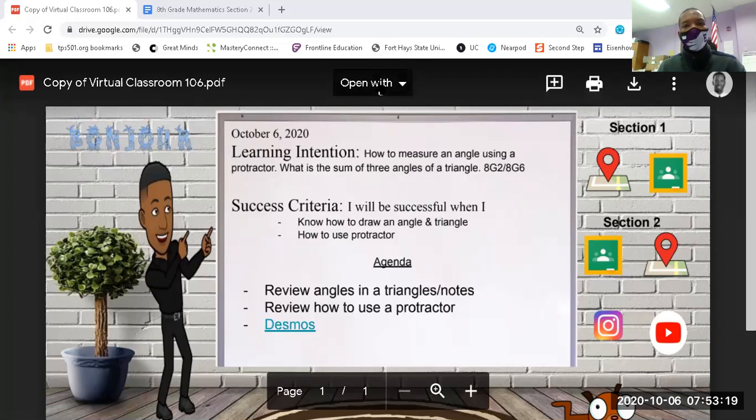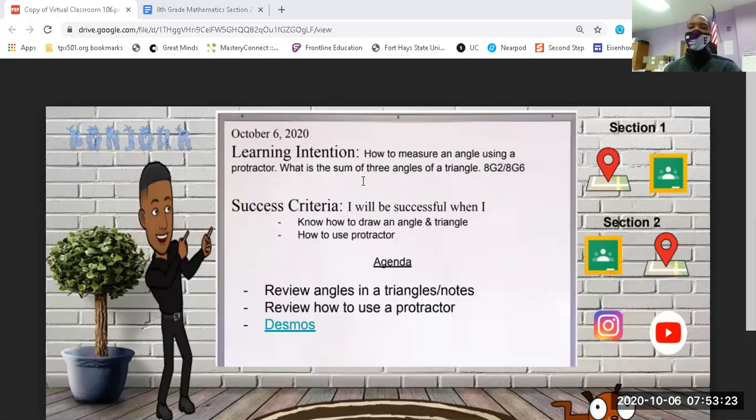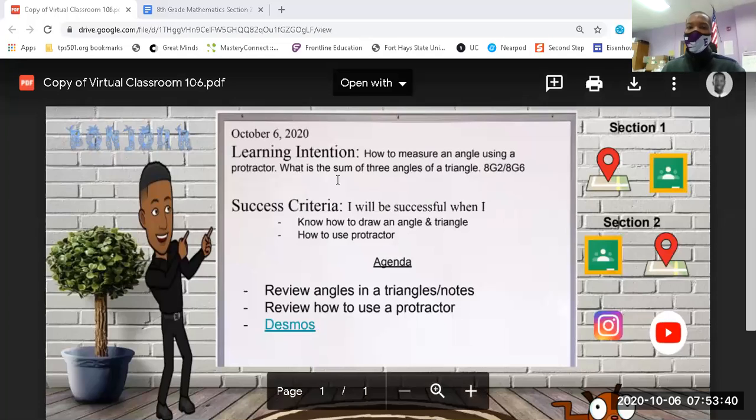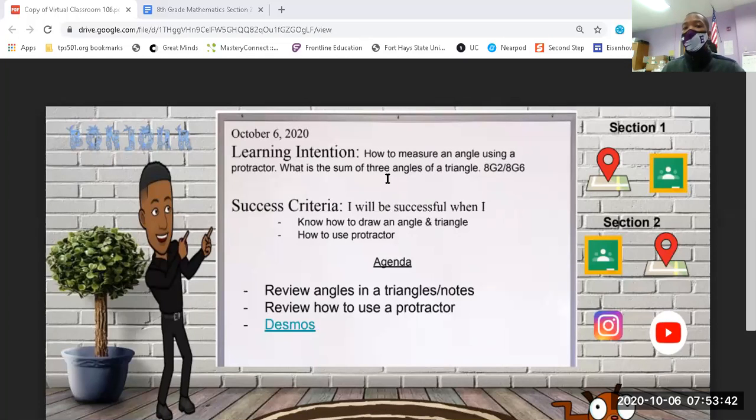All right, so for today's class or learning intention, what we're going to be focusing on is measuring using a protractor. For the people that are in person, we're going to be able to use a protractor and measure some angles. If you're online, I put a tool on there, that same tool we've been using, where you could use a virtual protractor. And then we're going to be talking about the sum of three angles in a triangle.